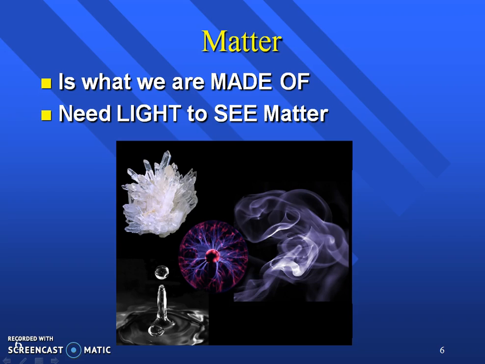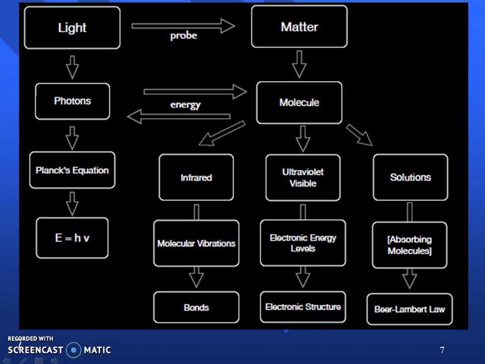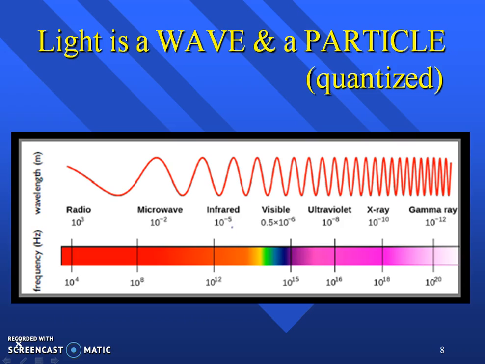Here are my notes. Matter is what we're made of, but we need light in order to see it. He went through how light is photons, and he talked about that equation E equals Planck's constant times frequency. And then he went through matter and how molecules can be studied with infrared, ultraviolet, or in solutions. And he talked about absorbing to find out the concentration.